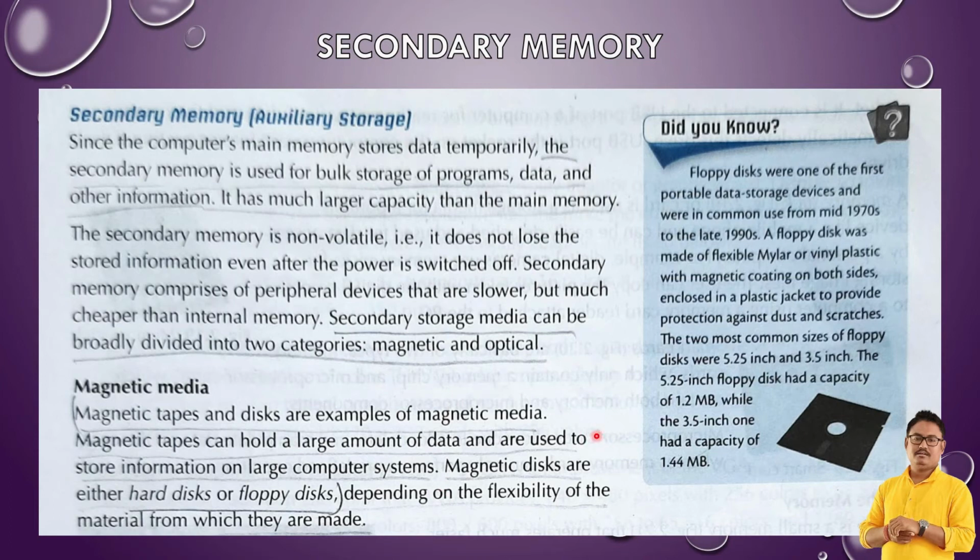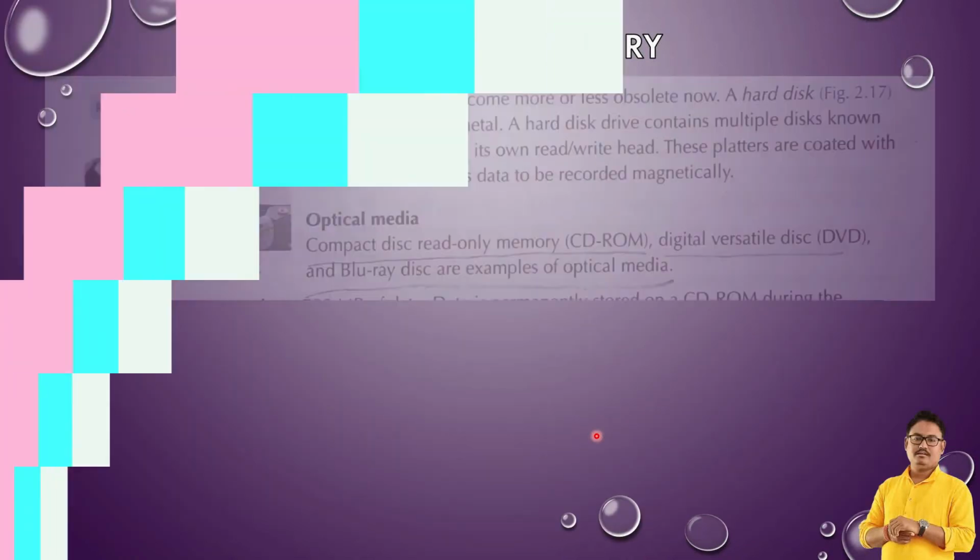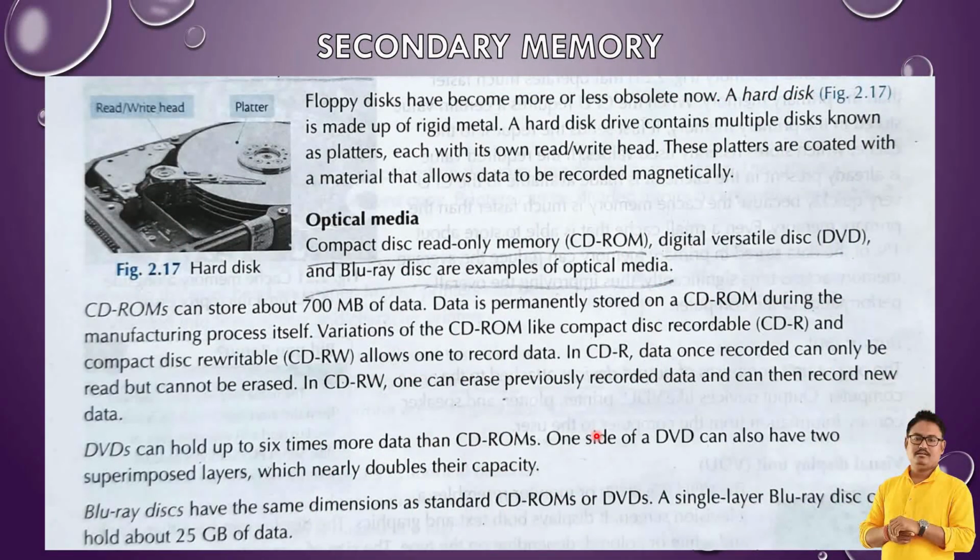In the magnetic media, the hard disk or the floppy disk, we can store the data permanently. Next is the floppy disk. You can see here the hard disk is given inside that, as I showed in the picture. Floppy disks have become more or less obsolete now.